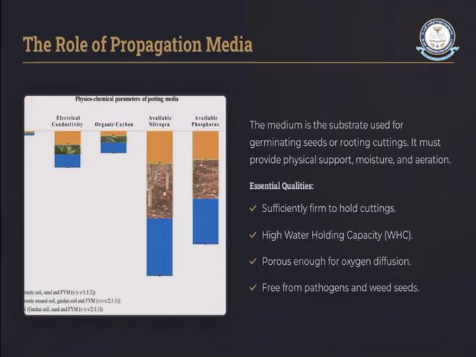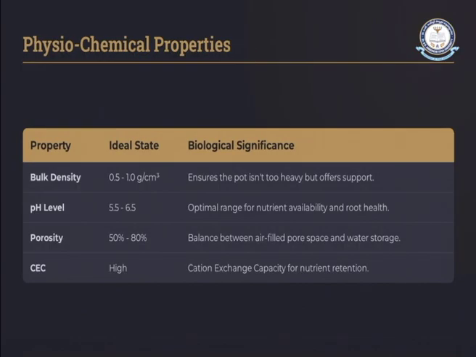It should be free from any pathogens and weed seeds, because pathogens can cause diseases, and weeds can eat away all the nutrients that have to be taken by a mulberry plant. Instead of the mulberry plants, if weeds grow, they have to be taken care of.